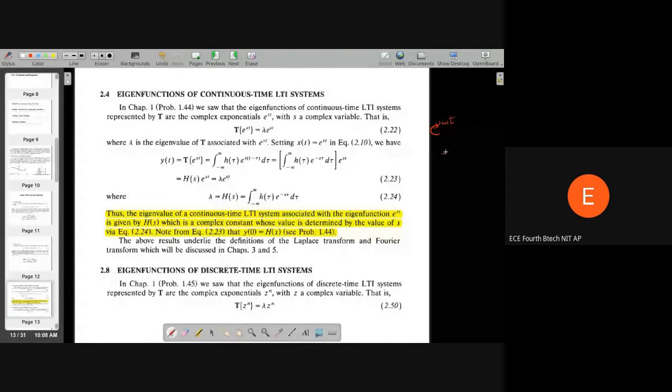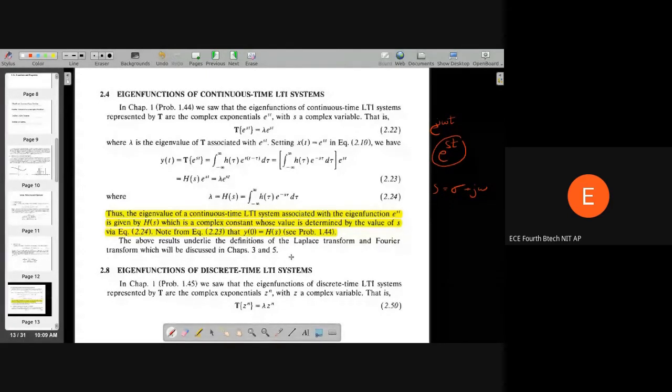Now, it turns out that any signal of the form e to the power st, where s is equal to sigma plus j omega, sigma is a real number, omega is a real number, but this s is a complex number. Any signal of the form e to the power st, if you input to the continuous time LTI system, you will get the same output with a change in the amplitude. So that's why LTI systems are so useful, and Fourier analysis and Laplace analysis are so useful.